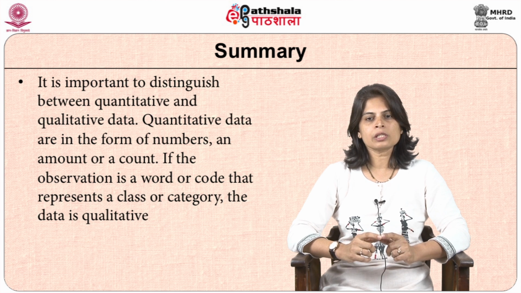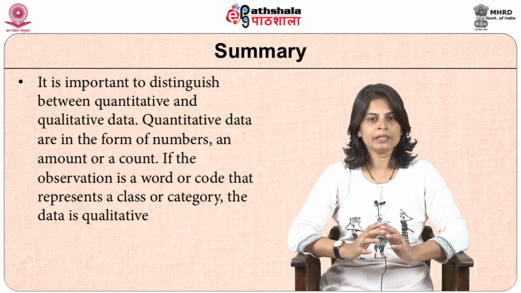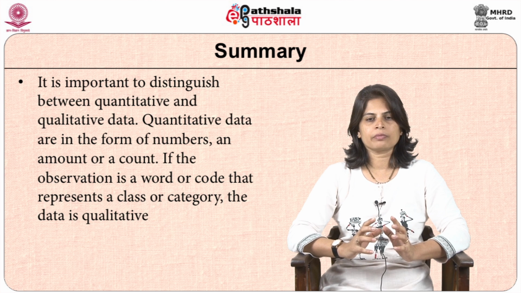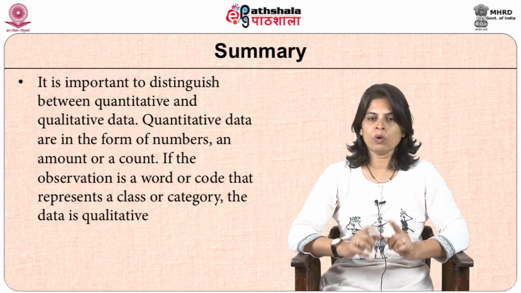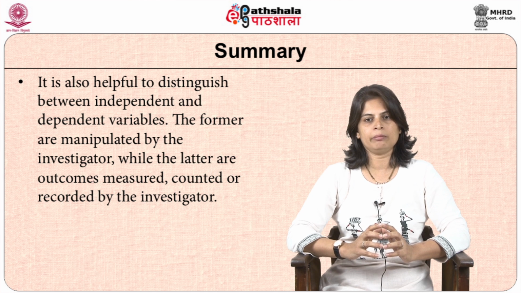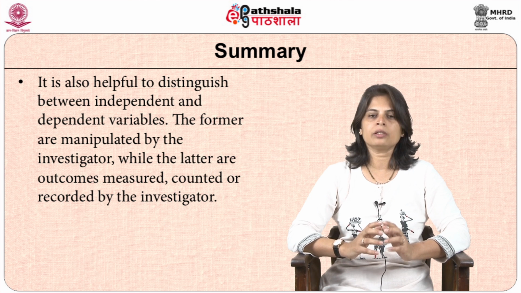It is important to distinguish between quantitative and qualitative data. Quantitative data are always in the form of numbers, amount or a count. If the observation is in the form of word or a code that represents a class or a category, the data is termed as qualitative. It is also helpful to distinguish between independent and dependent variables. The former are manipulated by the investigator, while the latter are the outcomes measured, counted or recorded by the investigator himself.